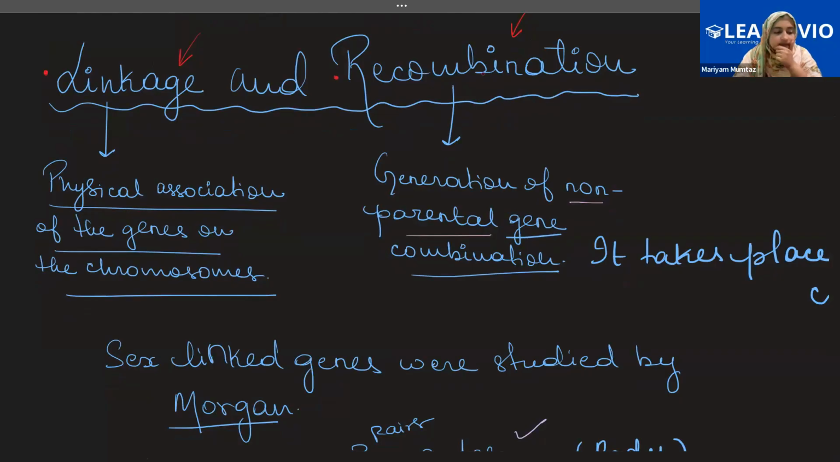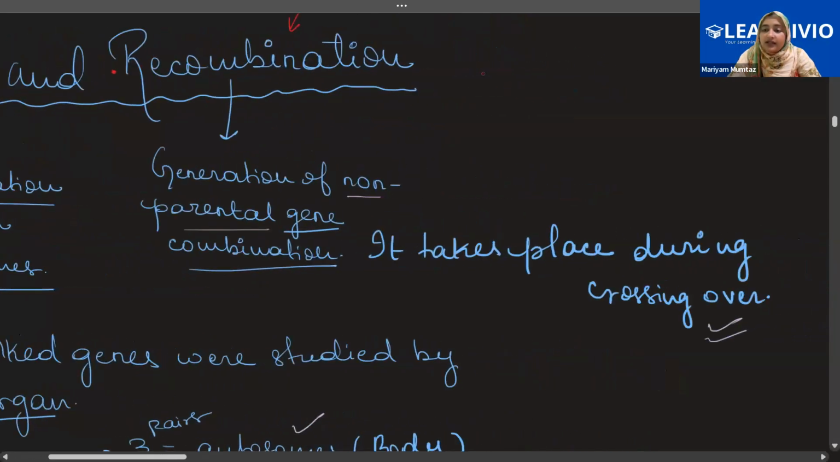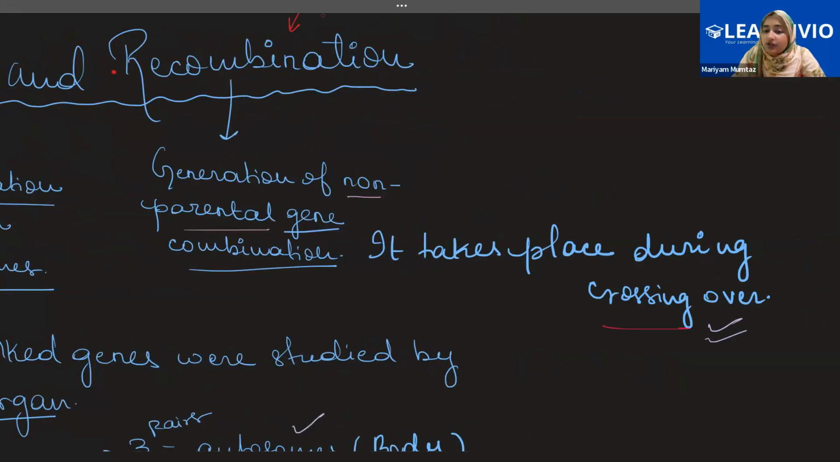New variations present in the offspring. Exchange of genetic material, particularly. Meaning that tightly located genes will not be inherited that easily, while the loosely located ones will. So there is generation of non-parental characters. The crossing over, that is recombination, is basically the exchange of genetic material. It happens during the crossing over stage, if you remember the stages of meiosis.